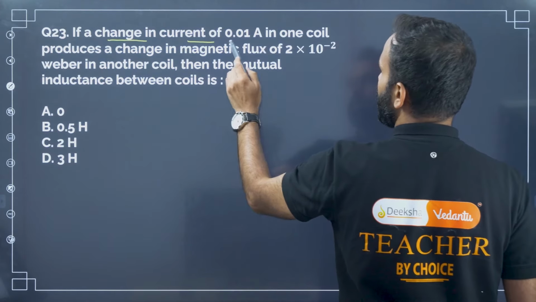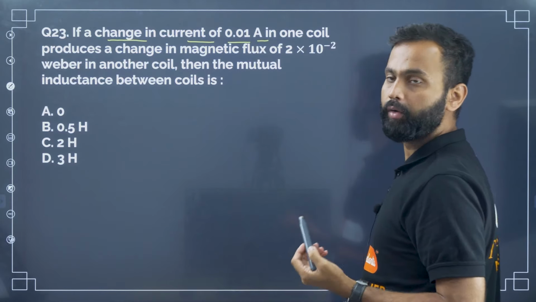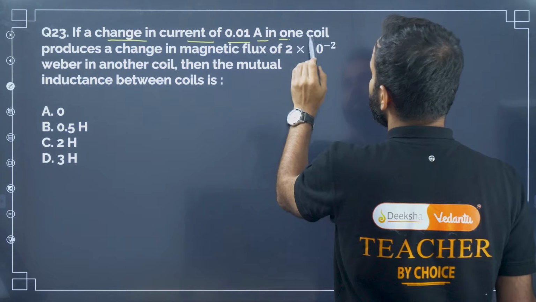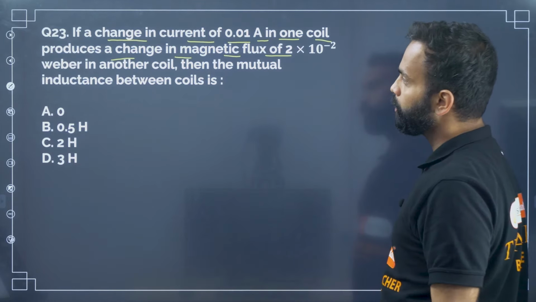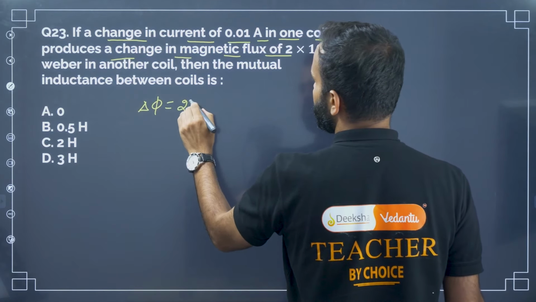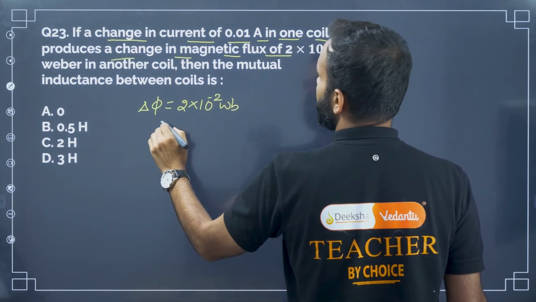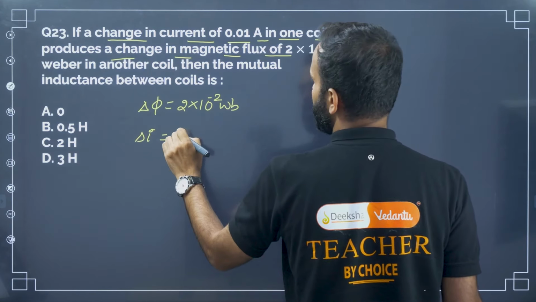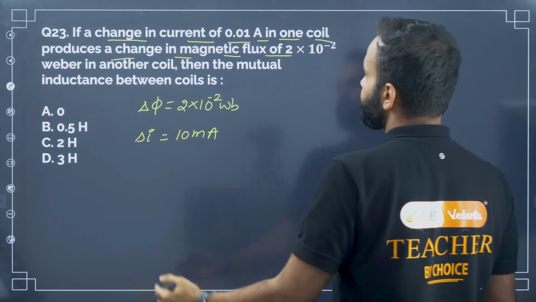If a change in current of 0.01 ampere, that is 10 to the power minus 2 ampere, or 10 milliampere, in one coil produces a change in magnetic flux of 2 into 10 to the power minus 2 Weber. Delta phi equals 2 into 10 to the power minus 2 Weber, and here the change in current, that is delta I, is equal to 10 milliampere.